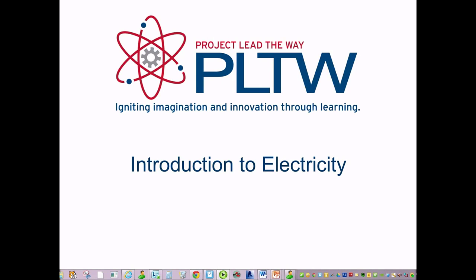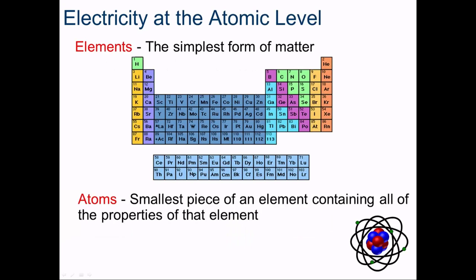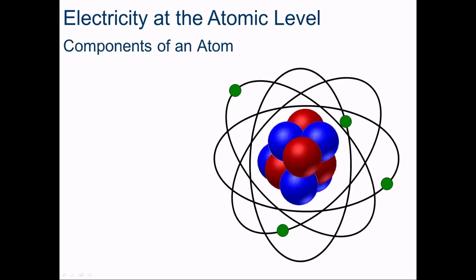Okay, in this video we're going to talk about the introduction to electricity. Electricity is the movement of electrons, a visible force that provides light, heat, sound, and motion. Electricity at the atomic level. Elements, well, those are the simplest forms of matter. Atoms are the smallest piece of an element containing all the properties of that element.